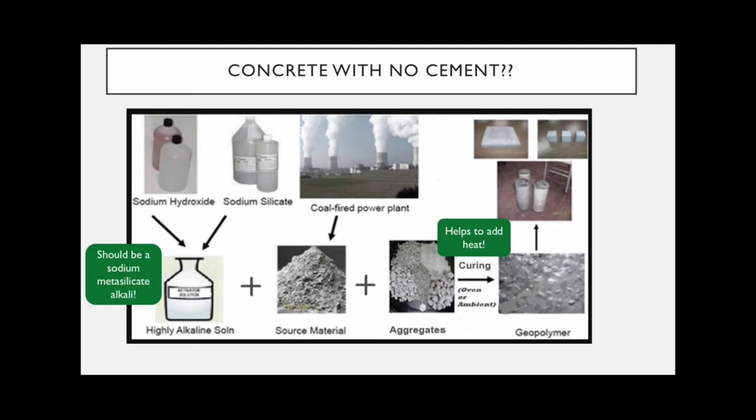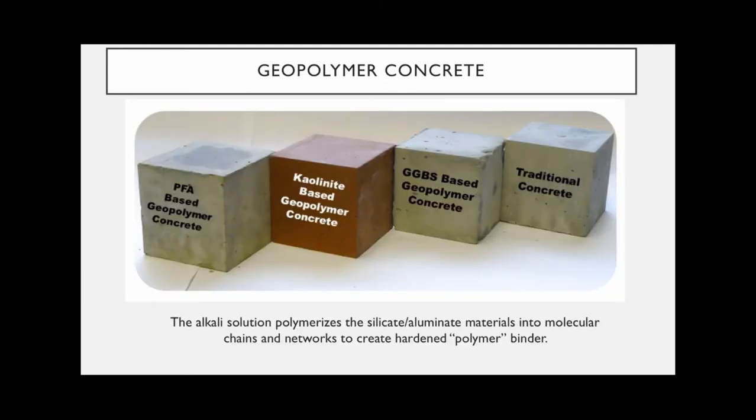But what you end up with is a material that looks an awful lot like what we're used to for concrete. And in fact, here are some samples. On the left, we see a fly ash based geopolymer. In the middle is kaolinite, I'm going to come back to that. Next to the kaolinite is our granulated blast furnace slag. And then we also have a traditional Portland cement concrete cube, and the fly ash, the blast furnace slag, and the traditional concrete look pretty much the same.